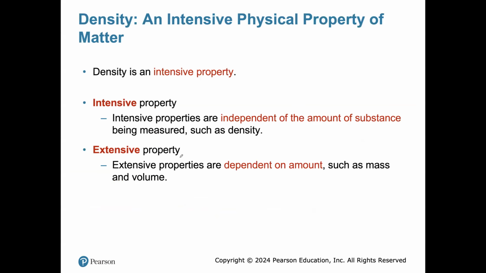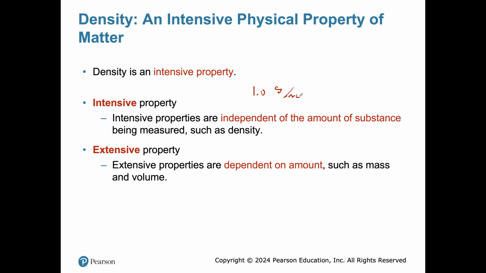So density is an intensive property. What does that mean? Intensive properties are independent of the amount of the substance being measured. So for example, when you have water at average room temperature, the density of water is 1.0 grams per milliliter. Okay, so regardless if you have, let's say, 1 gram of water, the density is 1.0 grams per milliliter.